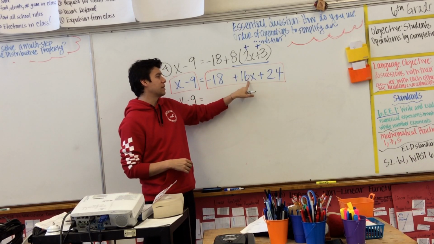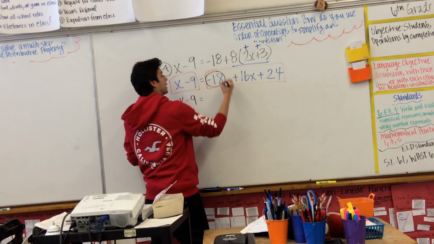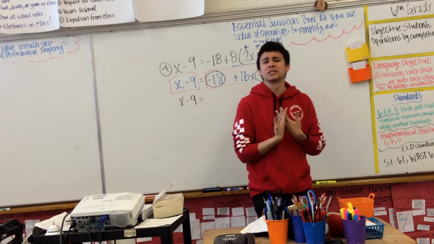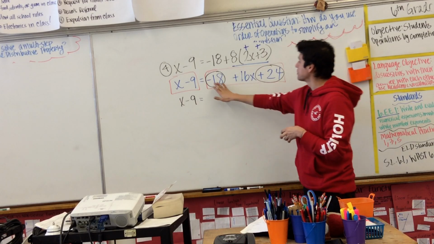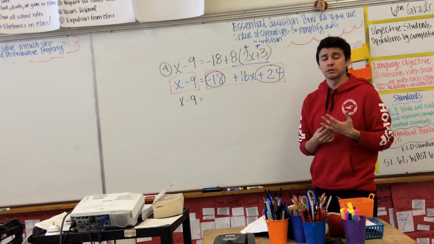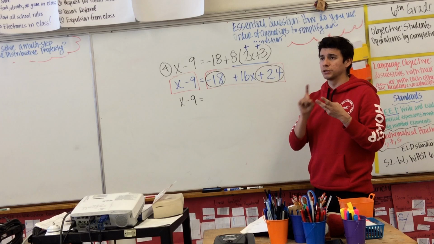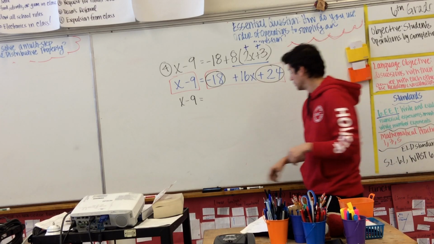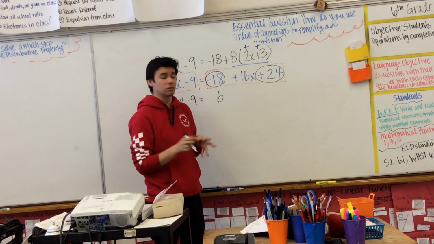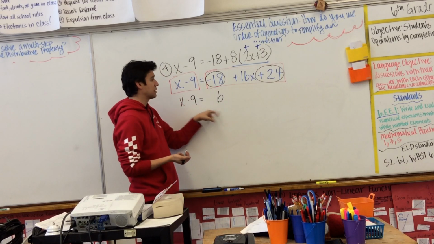Well, you can't combine the 16x with any of these. But I could combine the numbers, the constants. The negative 18 plus the 24. I could combine them because they're numbers. Well, do you have the same sign or different signs? Different. So what do you do with the numbers? Subtract them. So 24 minus 18 is 6. Will that 6 be positive or negative? Let me ask you this. Do you have more negatives or more positives? More positives. So it's positive 6.